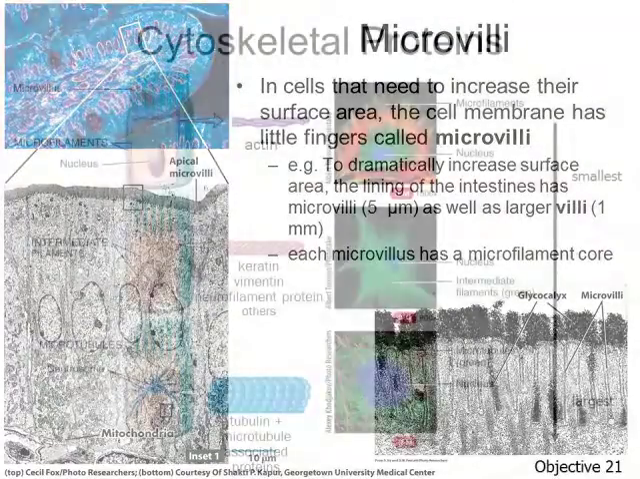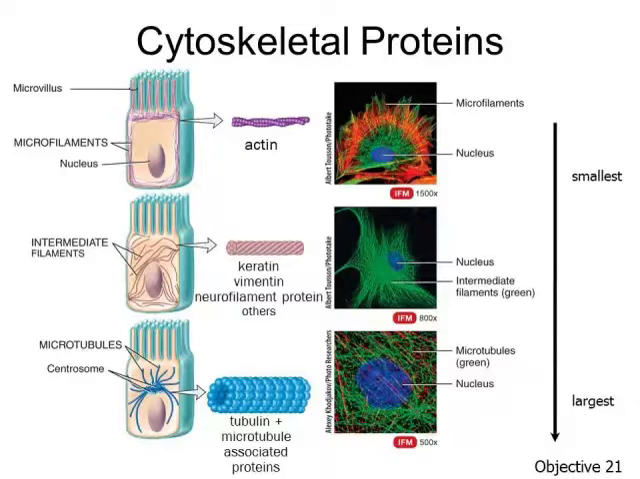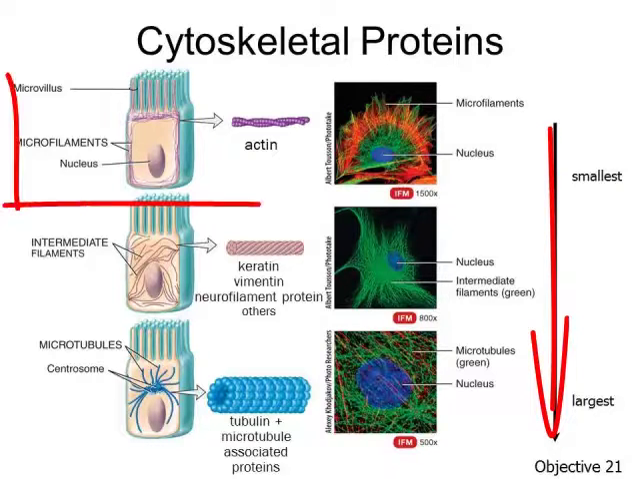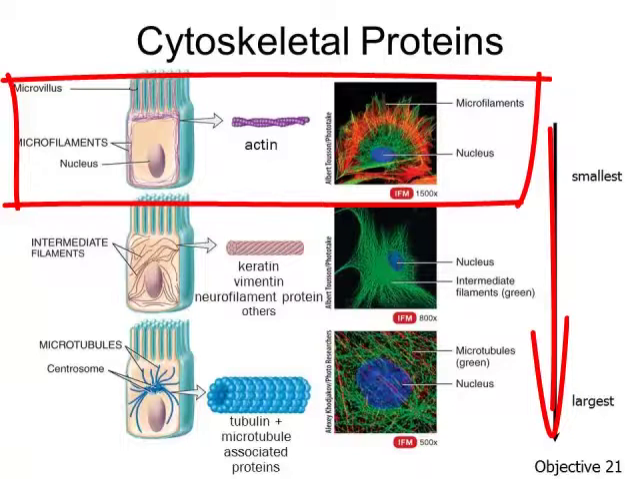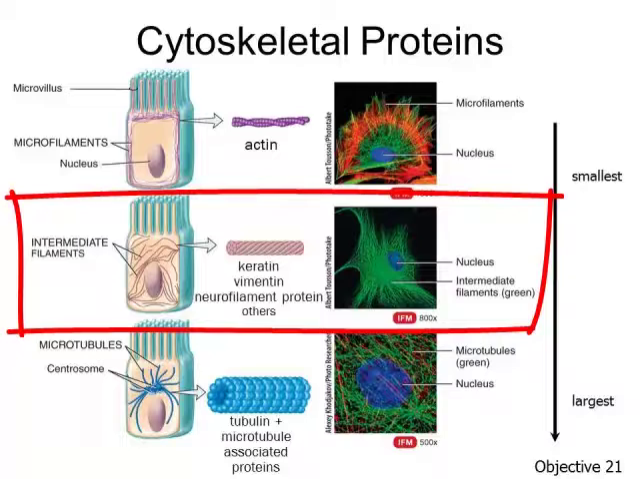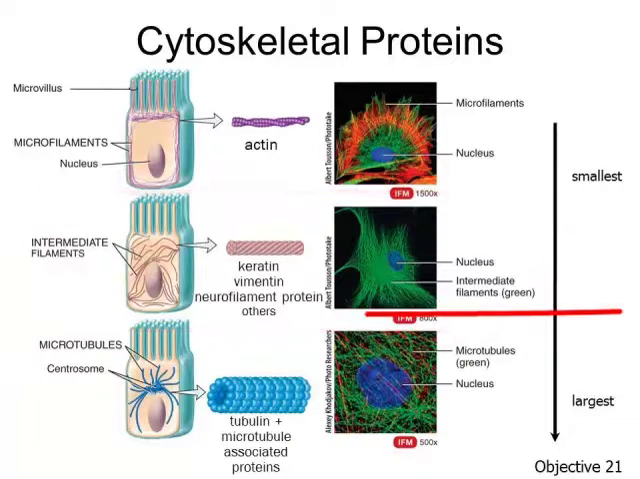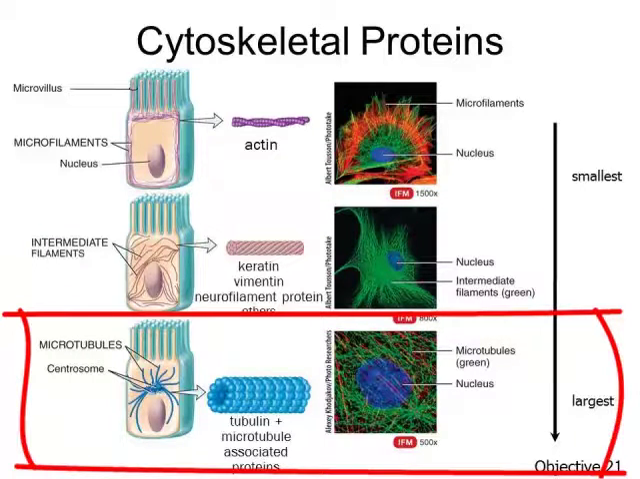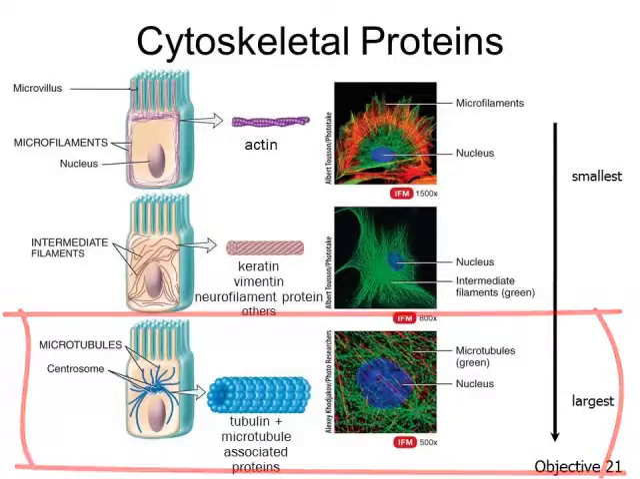So the three categories of cytoskeletal proteins from smallest to largest, as we saw earlier, are the microfilaments. You can see them forming the core of a microvillus here. The intermediate filaments, such as keratin, vimentin, neurofilament protein, many other kinds of proteins. And then the microtubules, which are made up of tubulin plus microtubule-associated proteins.